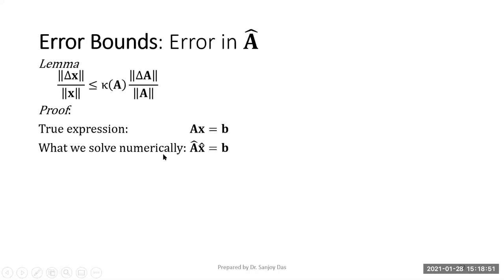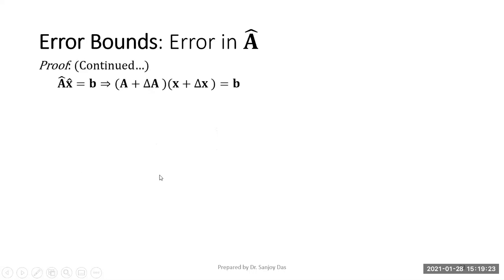So this is what we have. Since we don't have the real value of A, we have A hat instead. When we try to solve it, we will land up with X hat as the solution, which has an error, delta X. So A hat X hat equals B. We assume now that B is error-free. The only error is in A. So A hat X hat is B. Now, A hat is equal to A plus delta A, and X hat is equal to X plus delta X. So what we have is (A plus delta A)(X plus delta X) equals B.